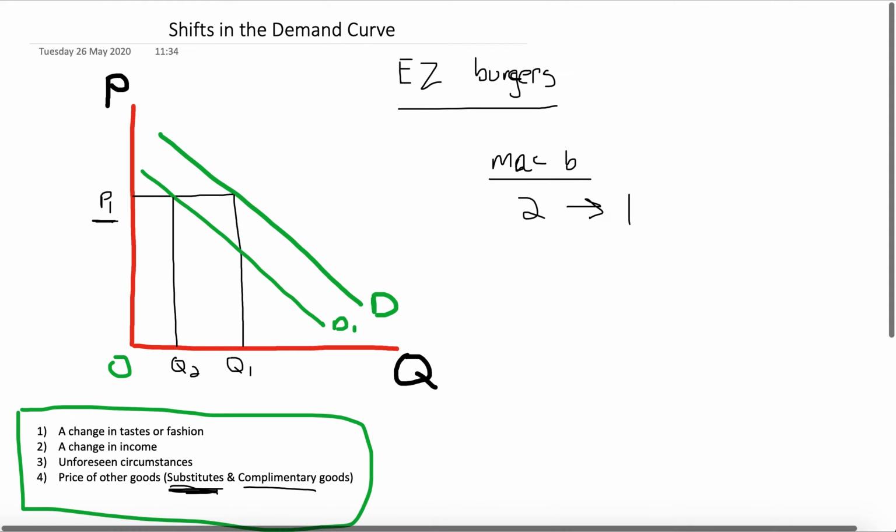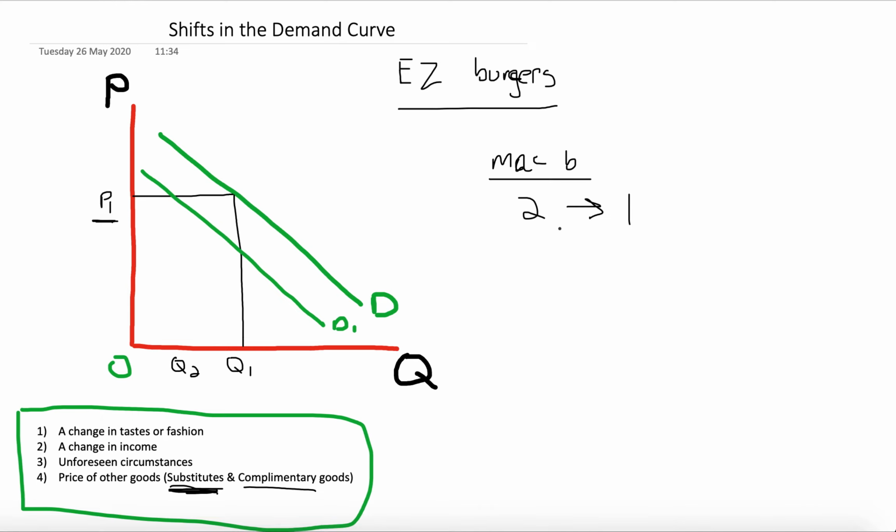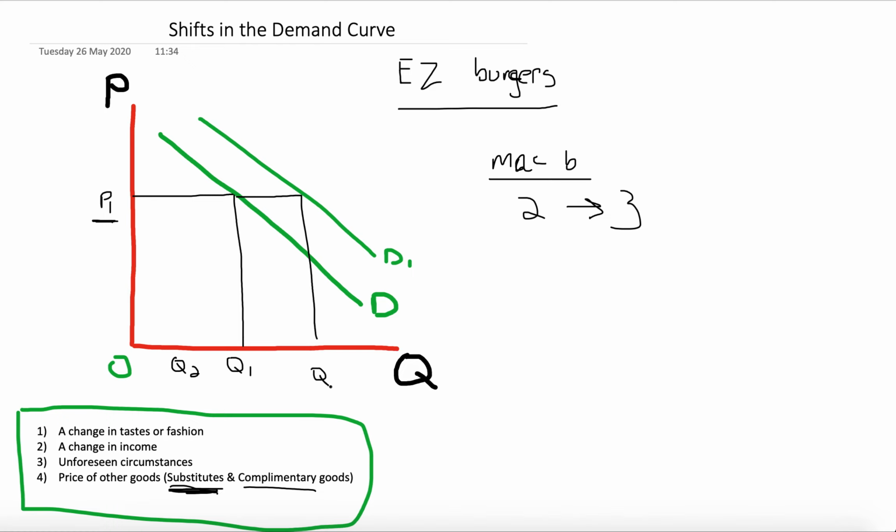Okay? And the opposite could happen if they were to increase it from €2 to €3. Well, then it'll just go the opposite way, wouldn't it? So we can get rid of this here, and we can draw it in. Our D1. And our demand would increase. Okay? And it'll go up to Q2 here.